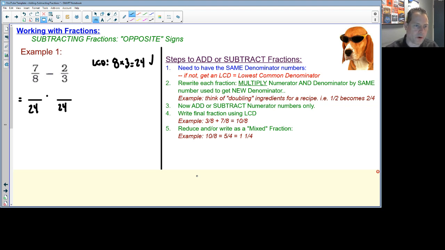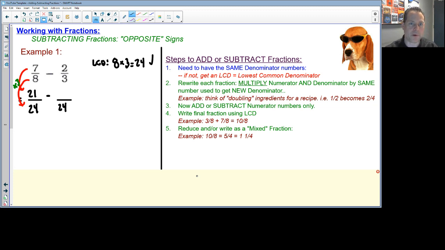And just like before, same game, we want to bump up the recipe ingredients for the top and bottom numbers. So however many times 8 divides into 24, which is 3, and notice it's always the other number if you're just doing a straight multiplication. It's always going to be the other denominator number. So we multiply the top and bottom by 3, 7 times 3 gives us 21 there.